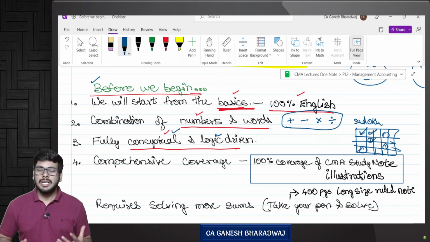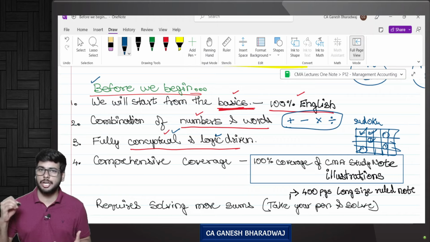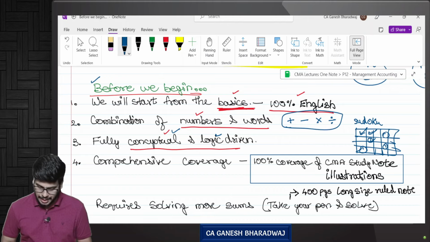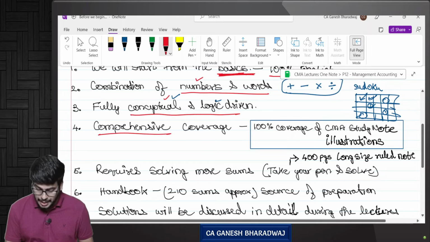So please remove the misconception that you can mug up something and write. No, that's not the way it works. It is a fully practical paper. It's a practical subject, involving numerical aspects of computation and all of that. Clear with this? Yes. Now, the fourth point is that I will be giving you a comprehensive coverage.